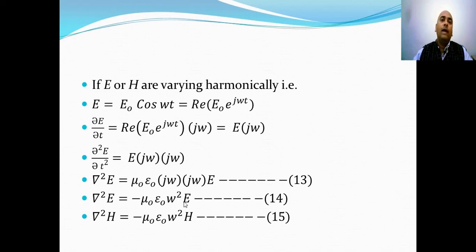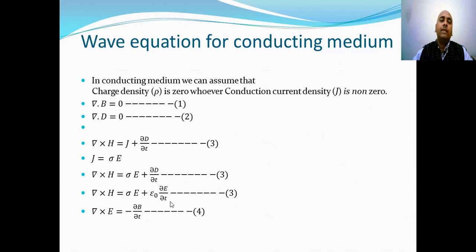So up to now we have derived the wave equation for free space. Our next aim is to derive this wave equation for conducting medium. In conducting medium, we can assume that charge density rho is 0. However, the conduction current density J is non-zero.